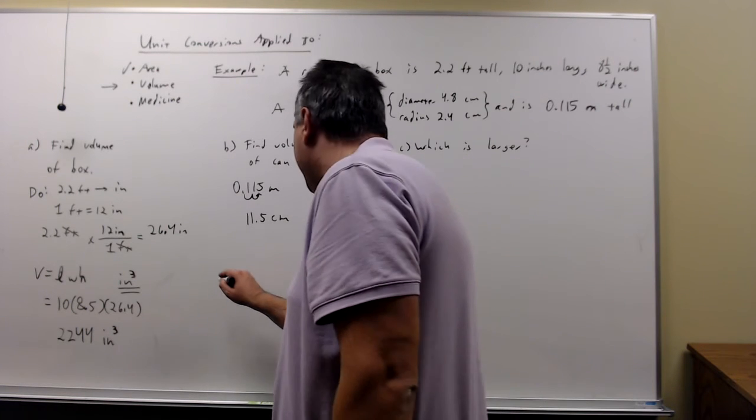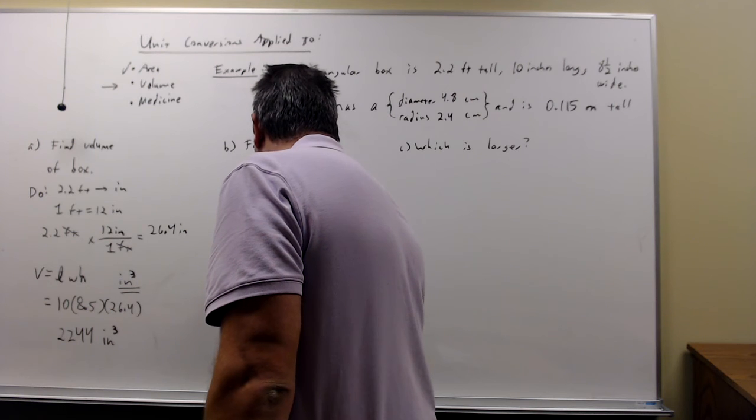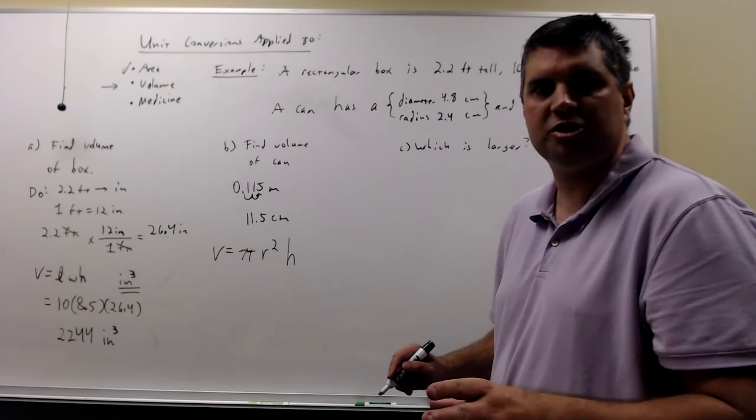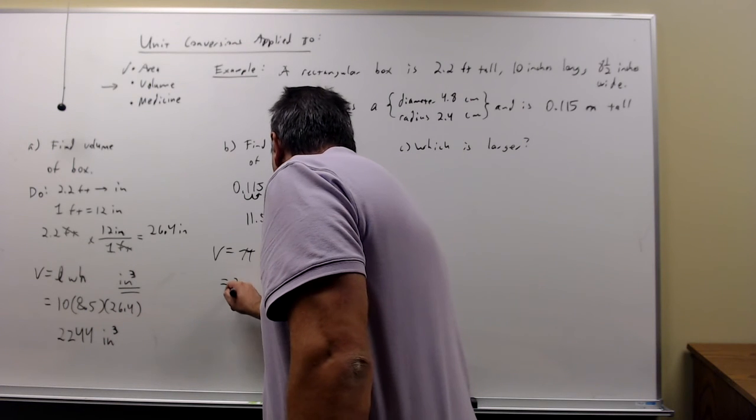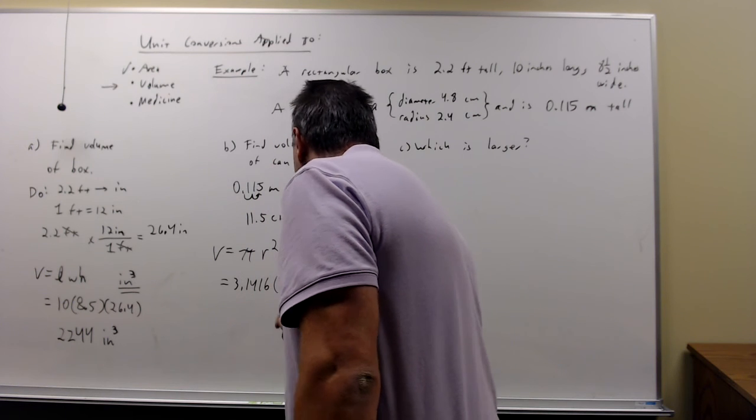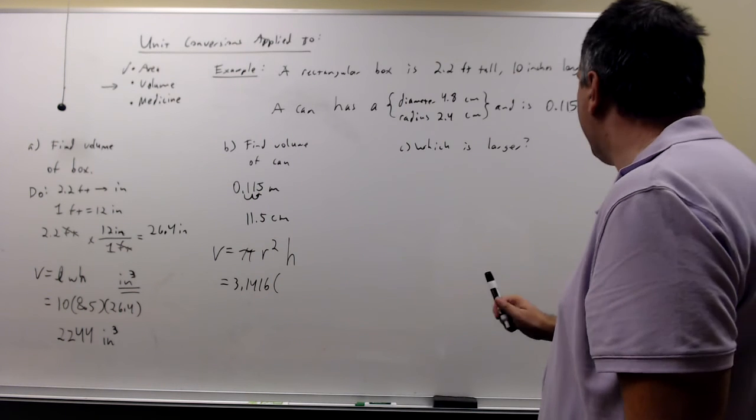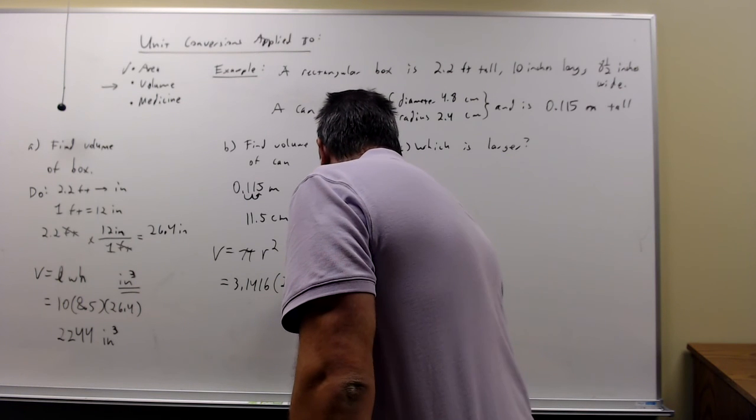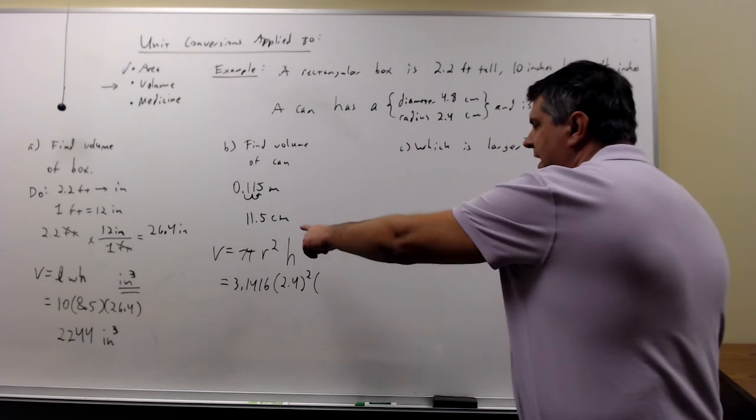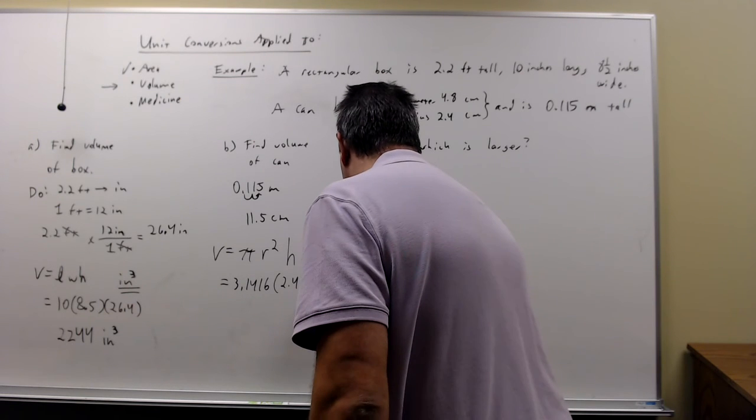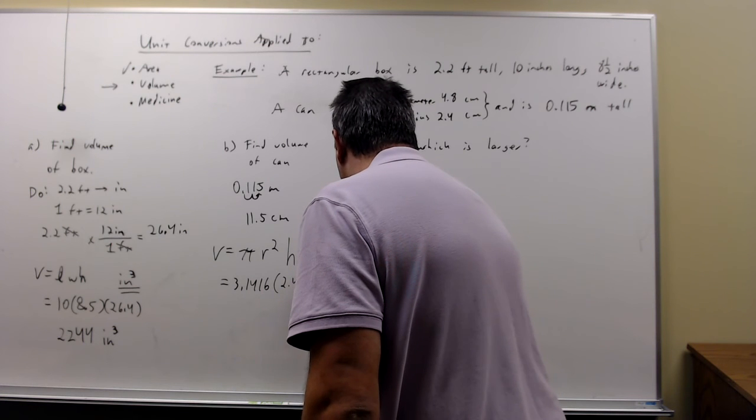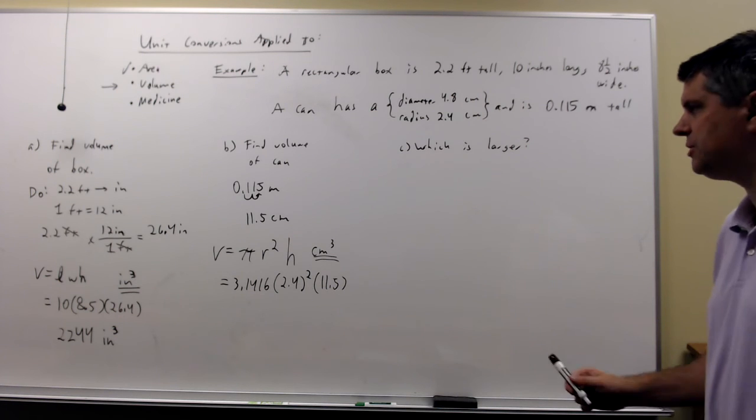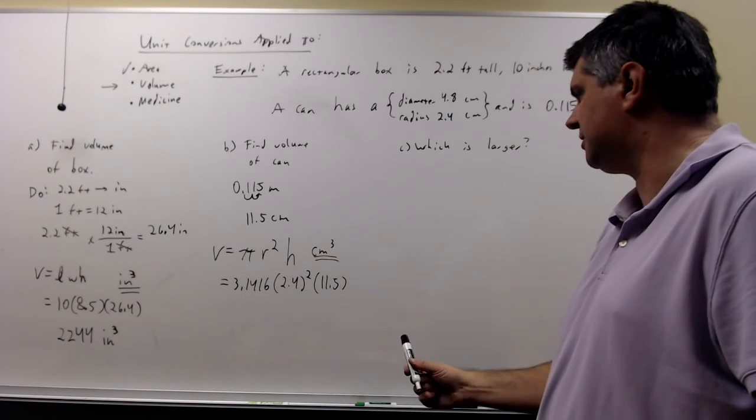Now the volume of a can is volume equals pi r squared times h. College level math classes generally use 3.1416 for pi. Okay? My radius is 2.4, so that's 2.4 squared, and my height is 11.5. And of course, it's going to be in cubic centimeters because it's volume.